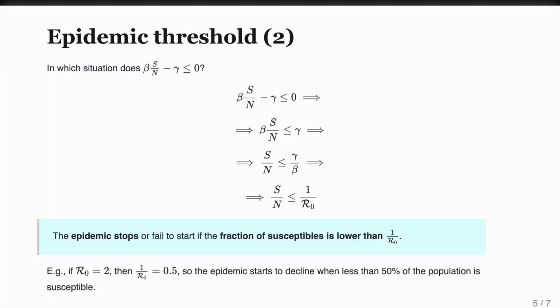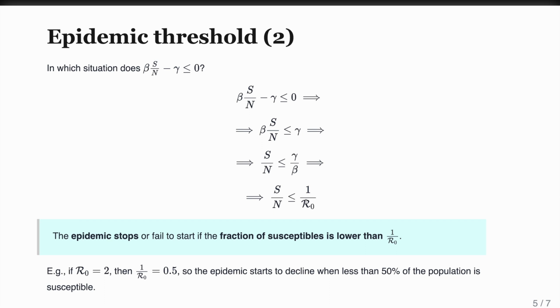This is really important from the point of view of controlling infectious diseases, and it just tells us that if in a certain population we have a fraction of susceptible individuals which is lower than 1 over R0, then we can expect the epidemic to decrease and disappear by its own. To make a simple example, if we have a disease with R0 of 2 in a certain population, then it means that the epidemic threshold 1 over R0 is 0.5.